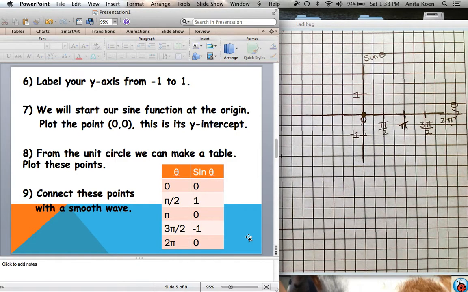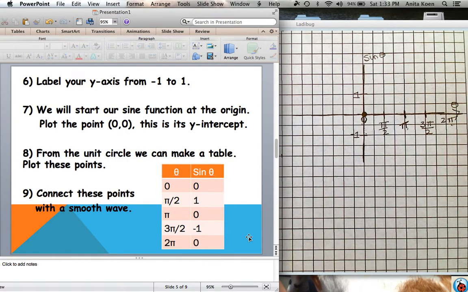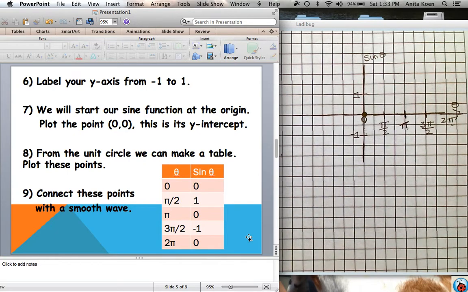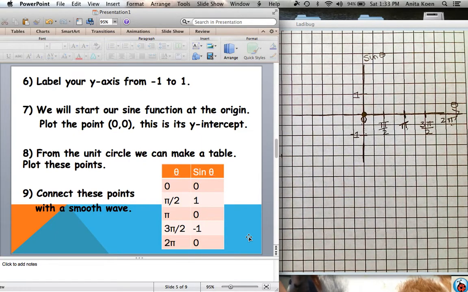If I look on my unit circle and find an angle of 0, I can see that the sine of that is 0. If I find an angle of pi over 2, I can see that the sine of that is 1. The sine of pi is 0, the sine of 3 pi over 2 is negative 1, and the sine of 2 pi is 0. So these points on this table all come from my unit circle.